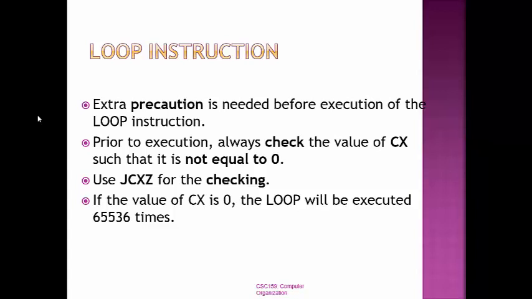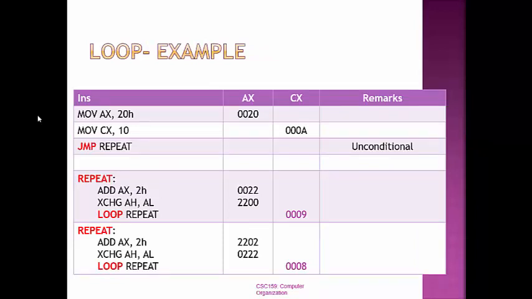So basically, we will use JCXZ for checking the value of CX. Because if the value of CX is 0, the loop will execute 65535 times. So kita tengok example. So actually this example, this one is the process there.